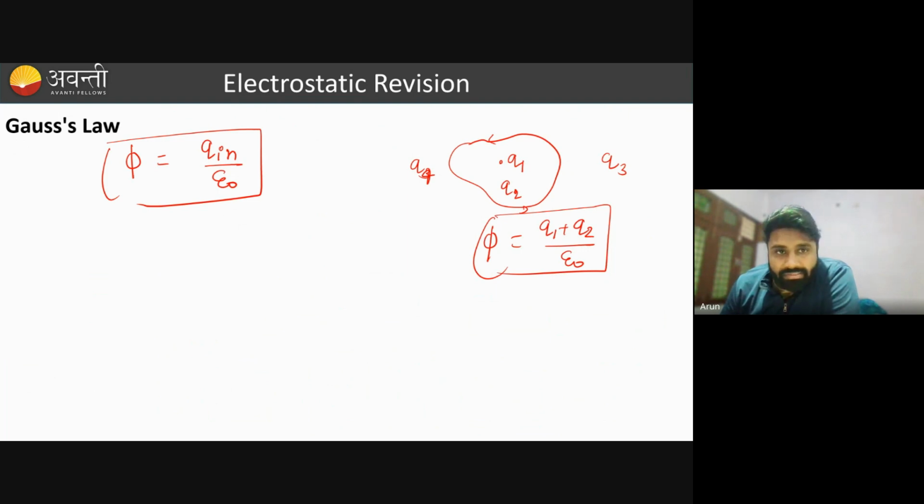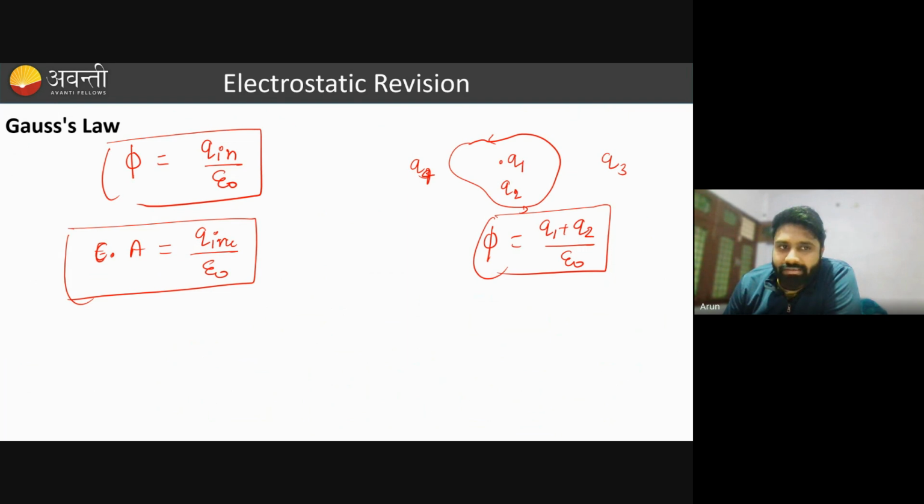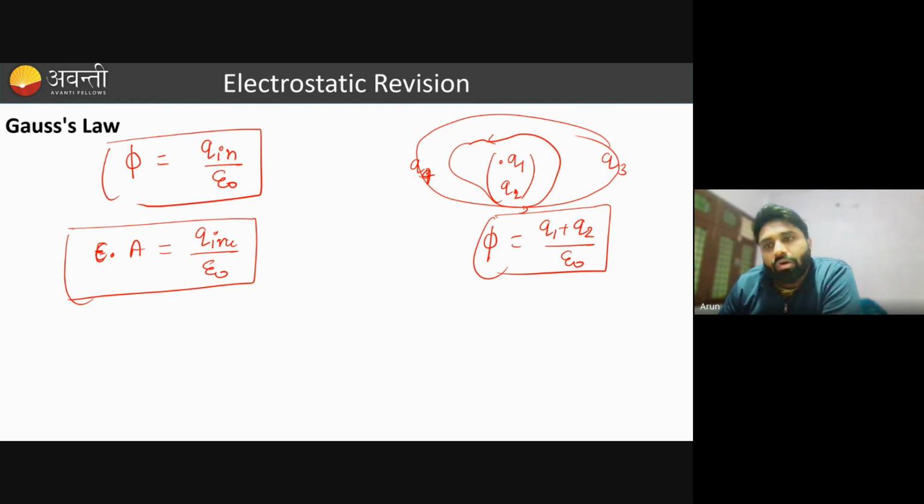Okay. One of the things that you have to notice, you can put this phi as E dot A, Q enclosed divided by epsilon naught. So this electric field in this expression is not only by the charge enclosed in the closed surface, it is by the complete charge distribution. The entire charge that is distributed inside the surface or outside the surface. So it is for both inside and outside.